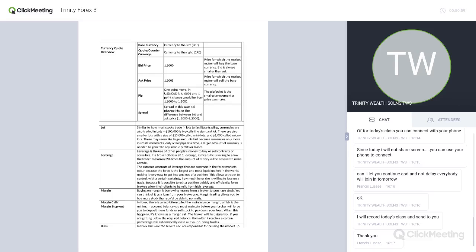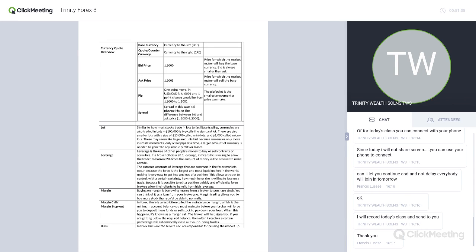Then we go to what we call a lot. Similar to how most stocks trade in lots to facilitate trading, currencies are also traded in lots. I like using the example of the Nairobi Stock Exchange. If I was to buy Safaricom shares today, they cannot sell me just 1 share. We have lot sizes. So if I was to buy shares from the Nairobi Stock Exchange, what is the lot size? They are sold in what sizes?